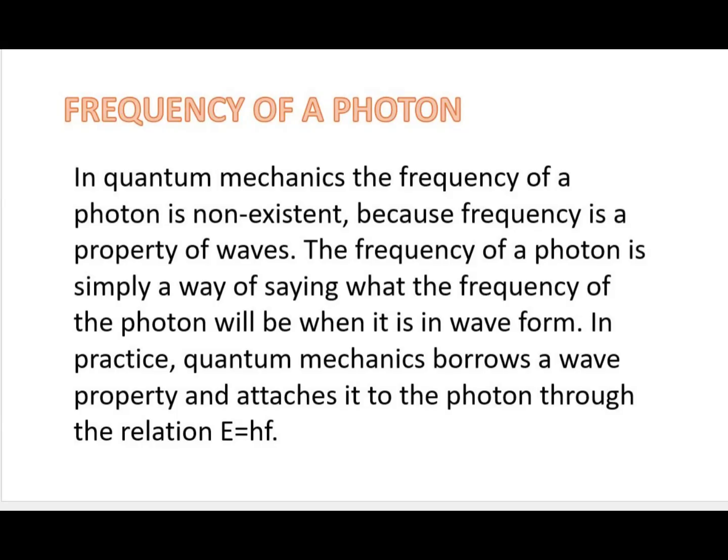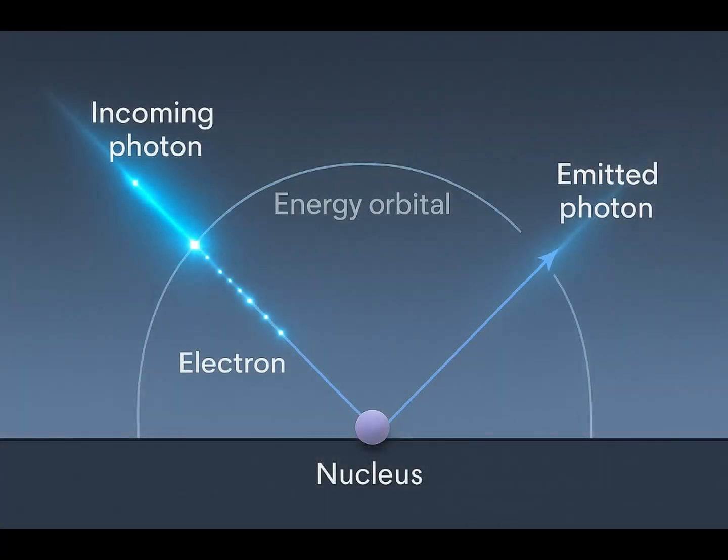In quantum mechanics, the frequency of a photon is non-existent, because frequency is a property of waves. The frequency of a photon is simply a way of saying what the frequency of the photon will be when it is in wave form. In practice, quantum mechanics borrows a wave property and attaches it to the photon through the relation E equals hf. Yet this frequency has no physical mechanism attached to a single photon. It is only a mathematical abstraction that is useful for calculating the energy of a wave, but has no real existence in the particle itself.